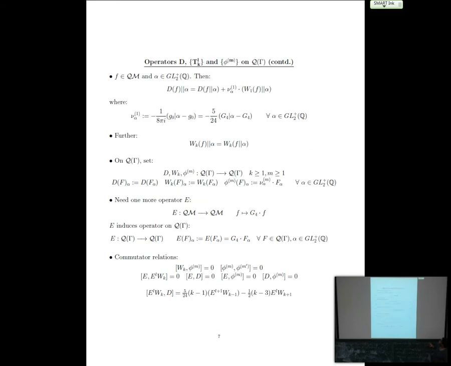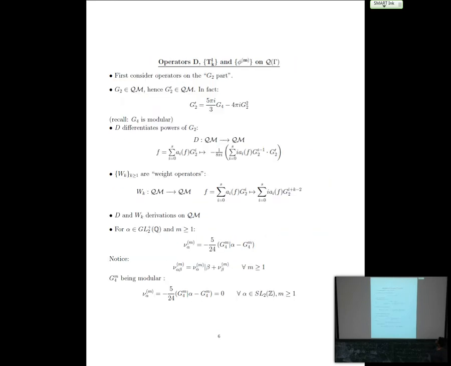So now we start considering the operators. As we said, we'll consider 2 kinds of operators. First, we'll start by considering the new operators, which are acting on the G2 part of the quasi-modular form. So we first consider the operators on the G2 part.